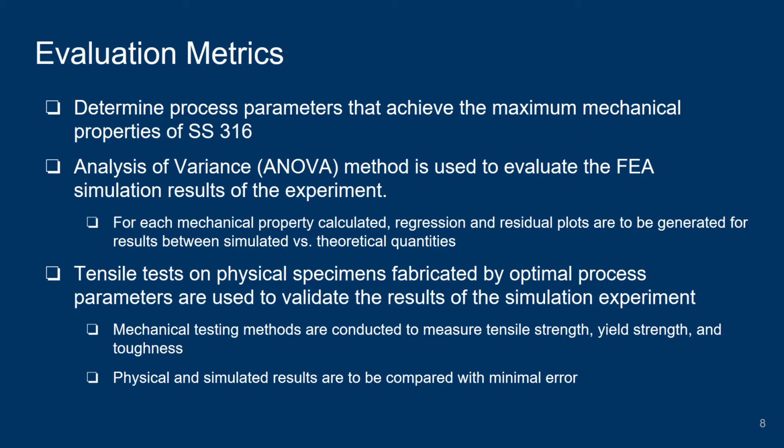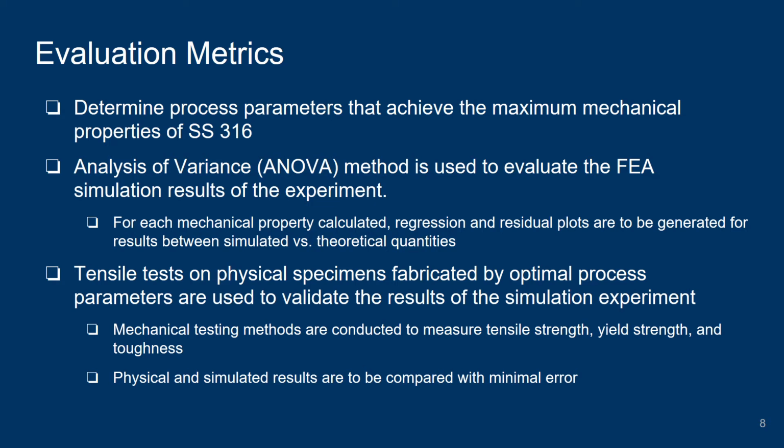Since the objective is to optimize the SLM process of SS316, the maximum mechanical properties can be achieved by altering the SLM process parameters. The optimal mechanical properties generated from these parameters are located at the maximum vertex of the response surface curve on the plots. Analysis of variance is used to evaluate the FEA results. Regression plots between the simulated versus theoretical quantities should have a relatively high coefficient of determination, which indicates the percentage of variance between the output and input parameters. The residuals plot assesses if the model is unbiased, where the results should display randomness.